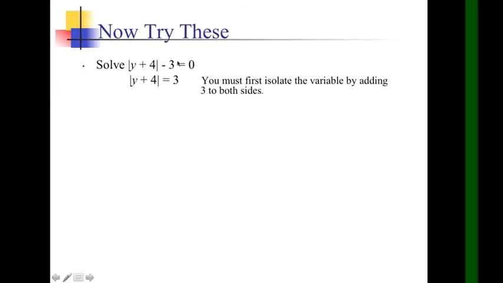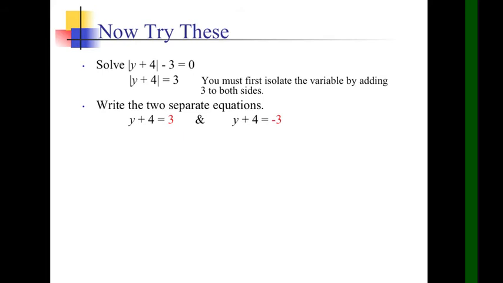Next, now try this. Solve the absolute value of y plus 4, minus 3 equals 0. First, you must isolate the absolute value by adding 3 to both sides, or simply transpose negative 3 to make it positive 3. Then, write the two equations separately. So, y plus 4 equals 3 and y plus 4 equals negative 3. Again, gawin natin dalawa ito by changing the sign of 3 to negative 3. Then, compute. If ilalagay ko dito si 4, magiging negative 4. 3 minus 4 is negative 1. Kung ilalagay ko ulit dito si 4, magiging negative 4. And negative 3 minus 4 is negative 7. So, yung dalawang solution is negative 1 and negative 7.